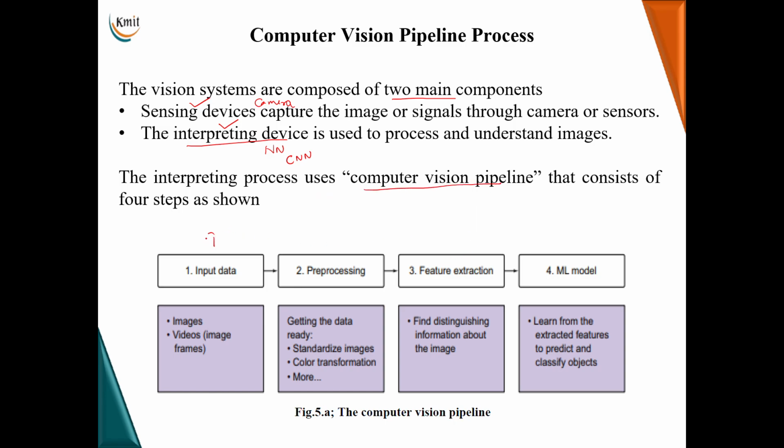In the first step, we'll have input data, which is nothing but image data or videos. Here we'll talk about images only. In the second step, we pre-process the captured image, which is nothing but we standardize the image as per our requirement. The third step involves the extraction of features, that is, extraction of information about the image which is captured. And the fourth step in the pipeline process is that the extracted features will be given as input to the model, which will make predictions based on the extracted information.